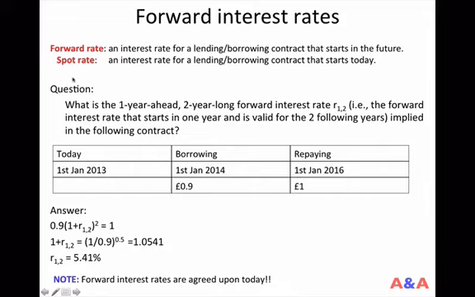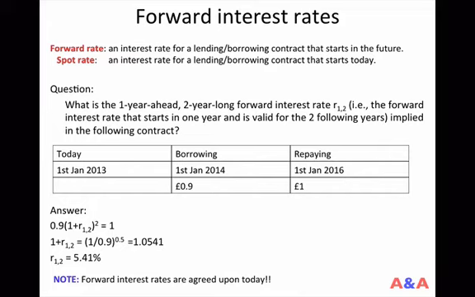Question. What is the 1 year ahead, 2 year long forward interest rate, which we denote by R sub 1 2? That is the interest rate for the contract that starts in 1 year and is valid for the following 2 years, implied in the following contract.